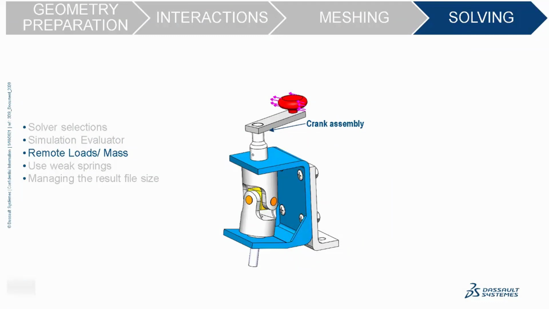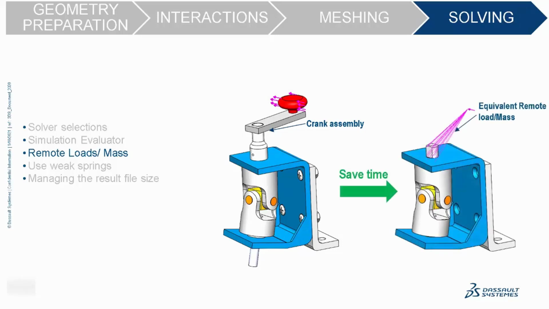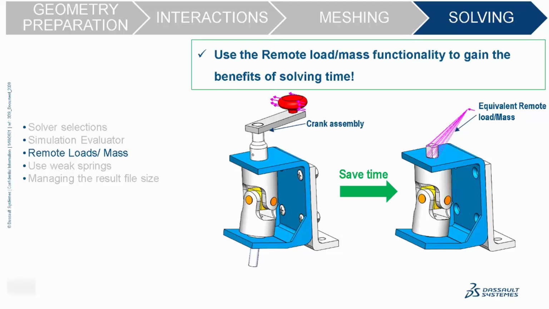Remote load mass. This feature can save you a lot of time when used wisely. As shown in this example, I can easily replace the crank assembly, which is not the main focus in this simulation, using an equivalent remote load mass feature. As we are replacing the crank assembly using a remote load mass, we do not need to mesh and solve these components. Hence, we are saving a lot of time.